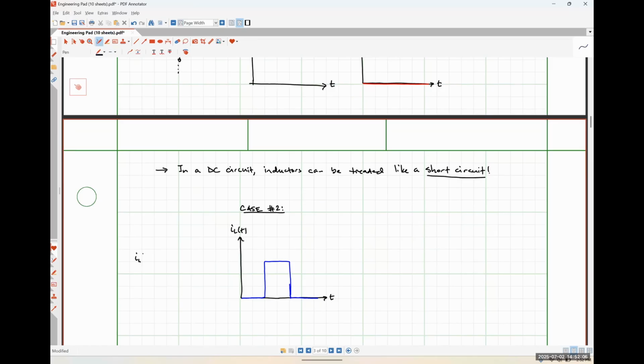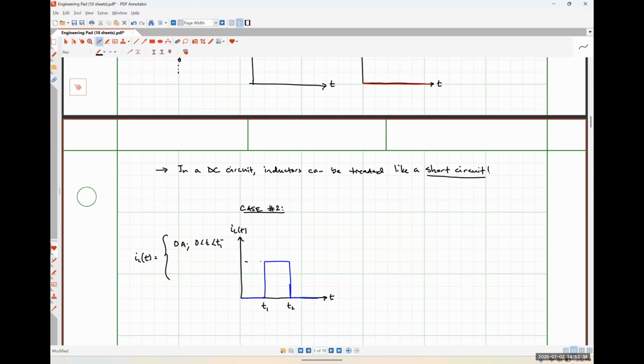just so that we can make sure we're all catching the same thing. Let me call this point in time T1 and this point in time T2. I would say that my current is 0 amps for 0 is less than T is less than T1. And I'm going to put T1 minus. So that means I'm just approaching T1 from the left.